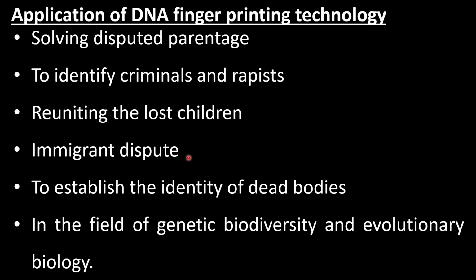The next is to establish the identity of dead bodies. The DNA fingerprinting technique is used to establish the identity of persons killed in fire, plane crash, or any other accidents. So in this way, DNA fingerprinting is very useful. And lastly, DNA fingerprinting is useful in the field of genetic biodiversity and evolutionary biology.